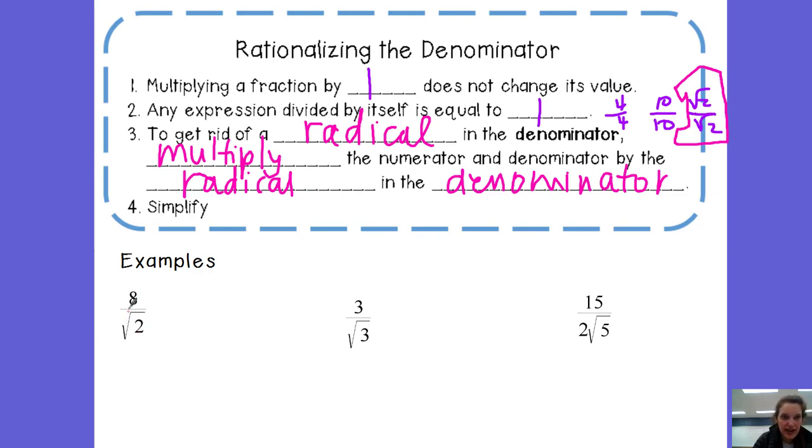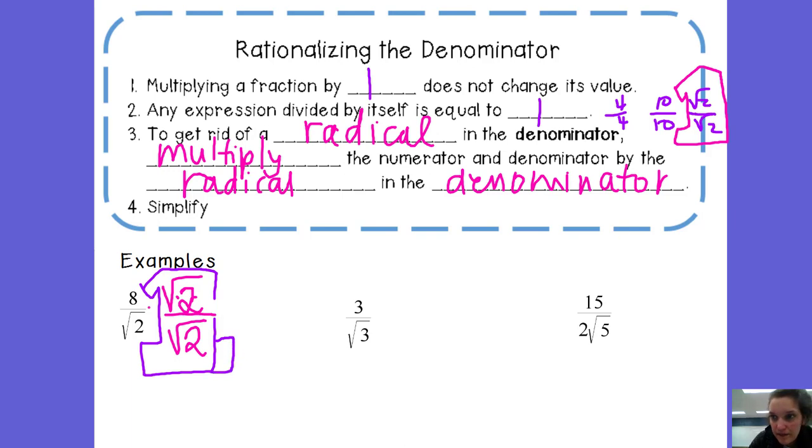So for example, in this first example, 8 over root 2. I cannot leave that square root of 2 in my denominator. That's not allowed. So I'm going to have to rationalize the denominator. I'm going to multiply the numerator by root 2, and I'm going to multiply the denominator by root 2. So I have root 2 over root 2. Anything over itself is just 1. All I'm doing here is multiplying by a fancy 1.